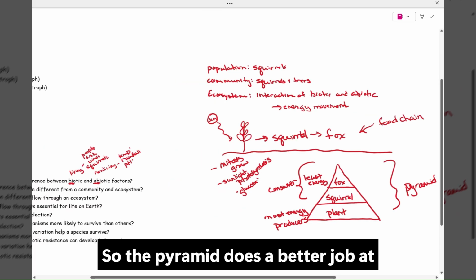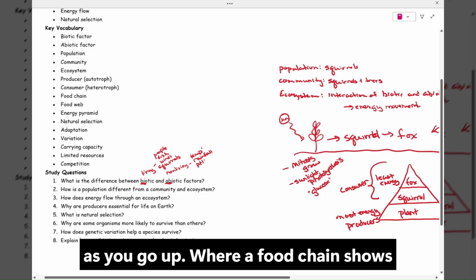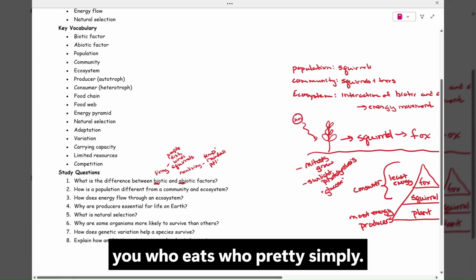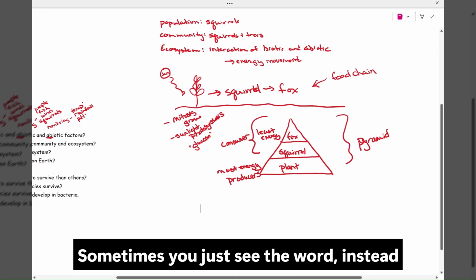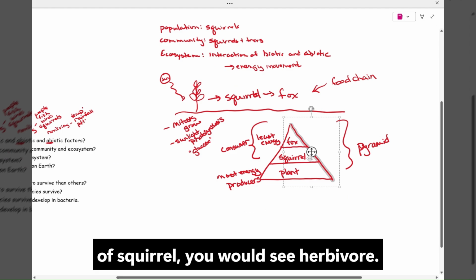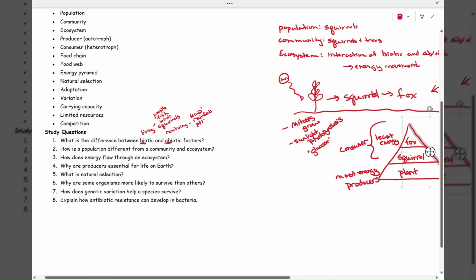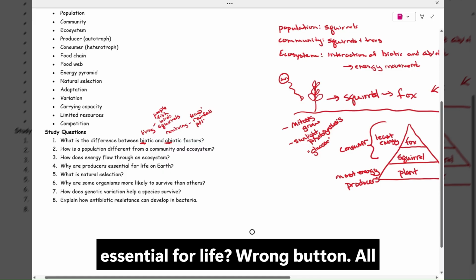Okay, so the pyramid does a better job at showing the amount of energy, which gets smaller as you go up, whereas a food chain shows you who eats who pretty simply. Now, this is a very specific pyramid. Sometimes you just see the word herbivore instead of a specific squirrel, right? All right, so why are producers essential for life?